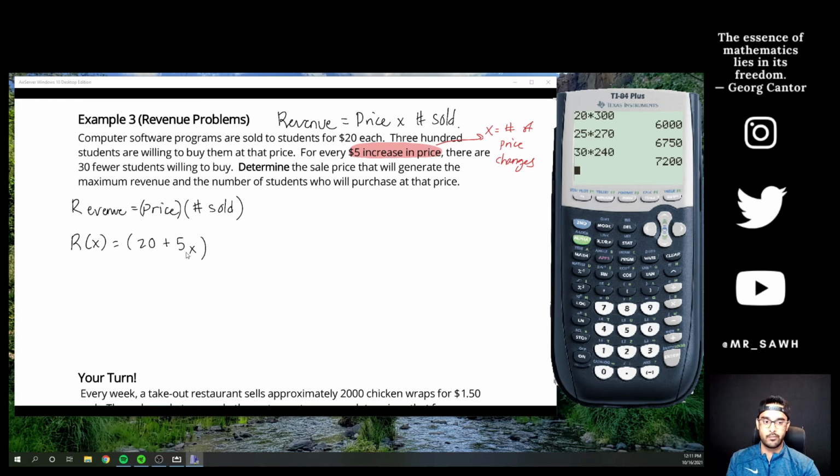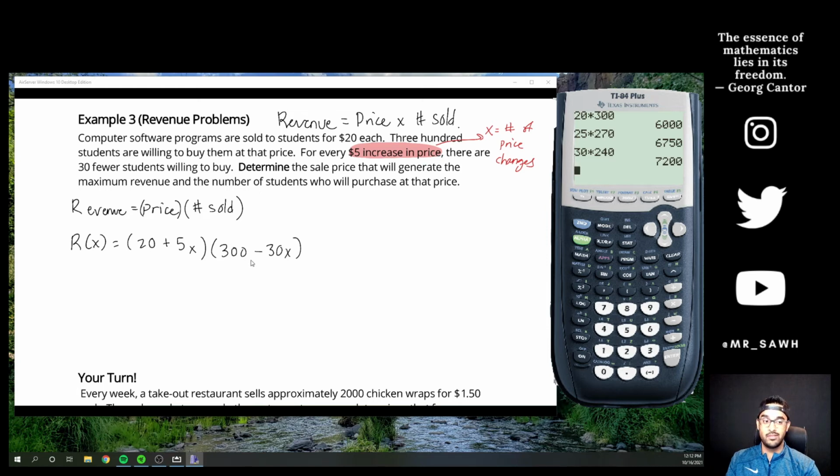Okay, so this will account for all the price changes, but the number sold has to go the other way, because right now 300 people are willing to buy it. So if x is 0, well then it's my original case of 20 times 300, but 30 less people are willing to buy it per price change. So if x is 1, the price goes up by $5, but it also drops by 30 people. Okay, so there's my formula. Right there is my function for this.